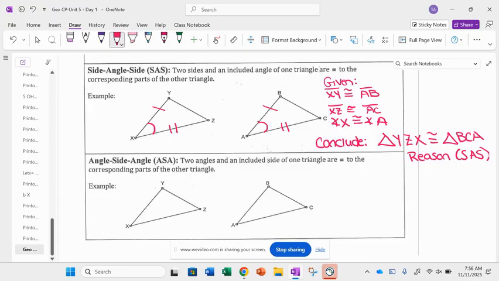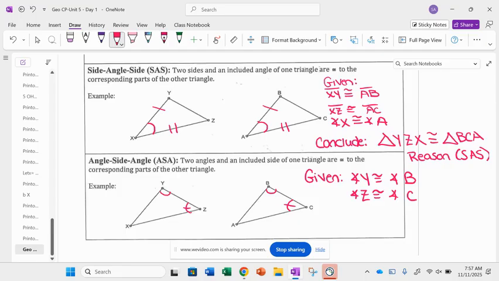Okay, and now the last way we're going to learn today to prove triangles congruent is angle side angle. So it can't just be any two angles and a side. It needs to be the side that has the two angle marks on it. What do I mean by that? So if I say angle Y is congruent to angle B, and I say angle Z is congruent to angle C. So, given angle Y is congruent to angle B, angle Z is congruent to angle C.